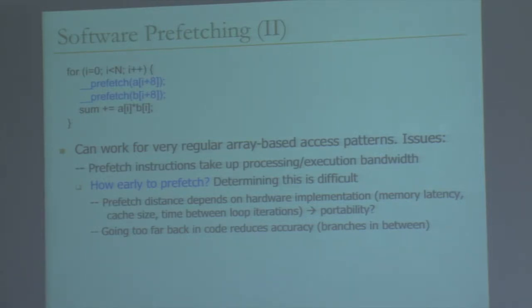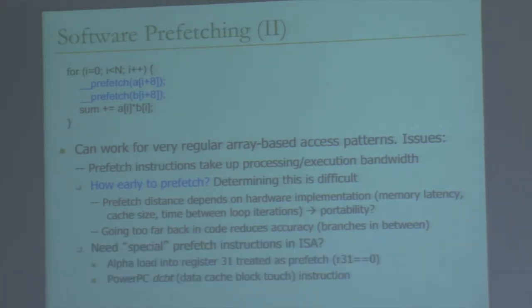Well, those are dropped. Okay, but going too far back in code reduces accuracy as well. So if you want to actually prefetch for some of these iterations, you may go back over here and put the prefetch instructions beforehand, especially for the first eight iterations, if you will. Then you may encounter some branches over here. And you prefetch for the first eight iterations, and then the branch takes you away from the for loop. Well, you prefetch some useless data in that case, right?